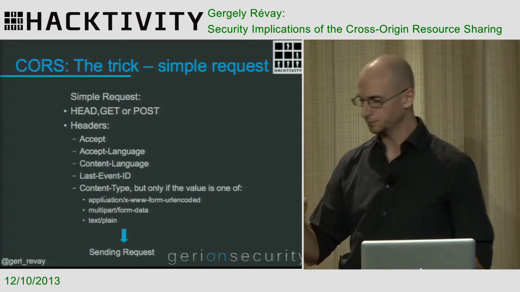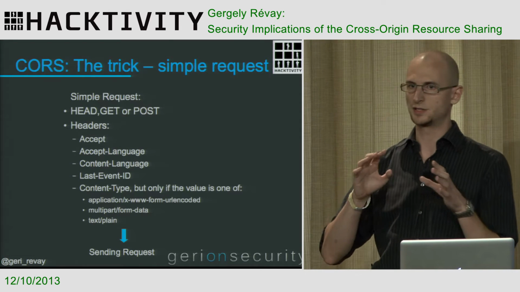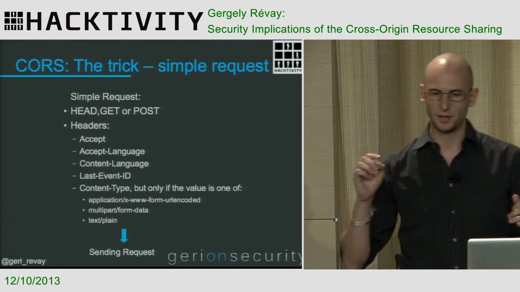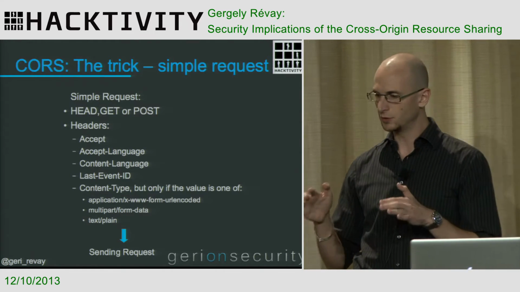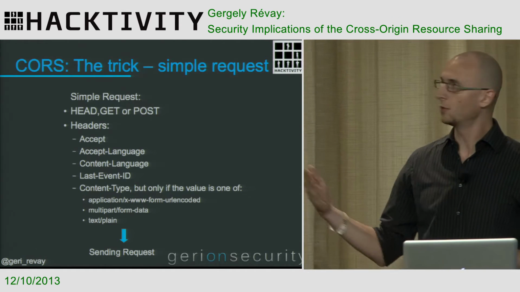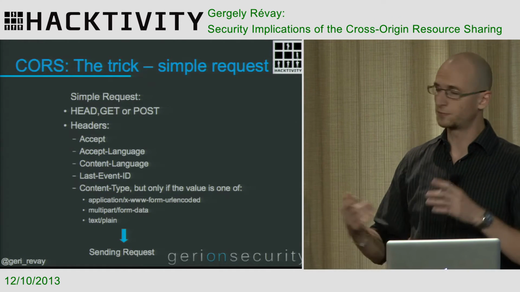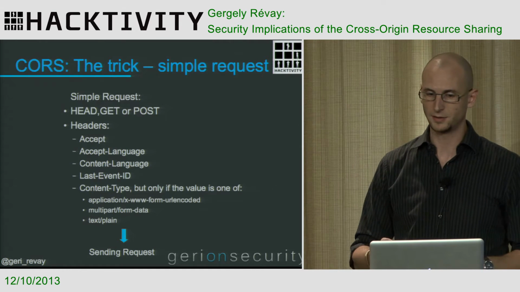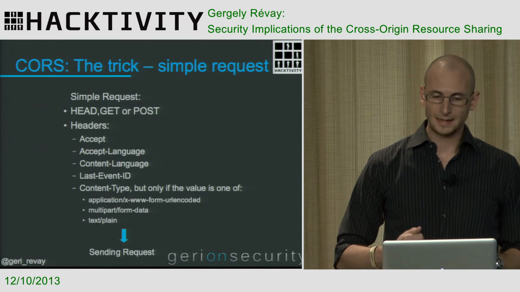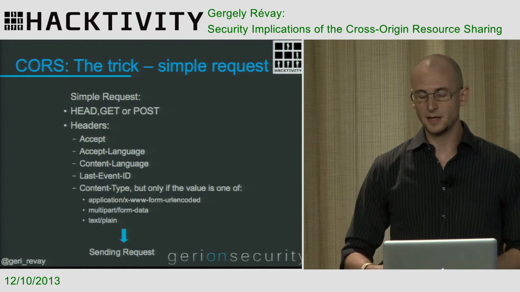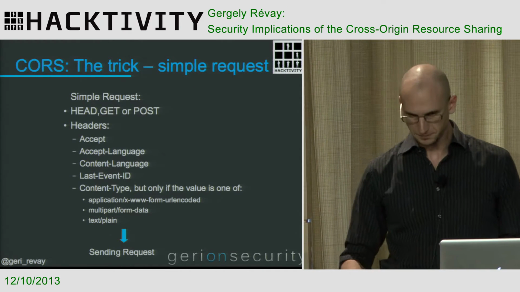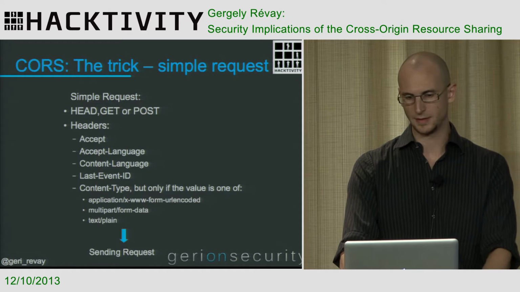So first, when you define an XML HTTP request object, you create your request, and when you execute send, the browser will look at your request and check these things. And if your request complies with these rules, so it's, for instance, a GET with these headers and these content types, then the browser will say, oh, cool, this is just a simple request. Then I can send it immediately. That's how it happens for a simple request.